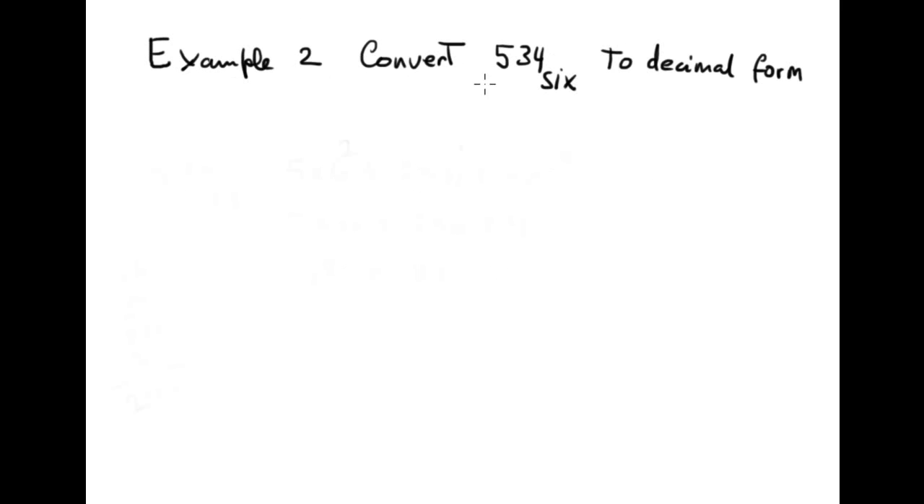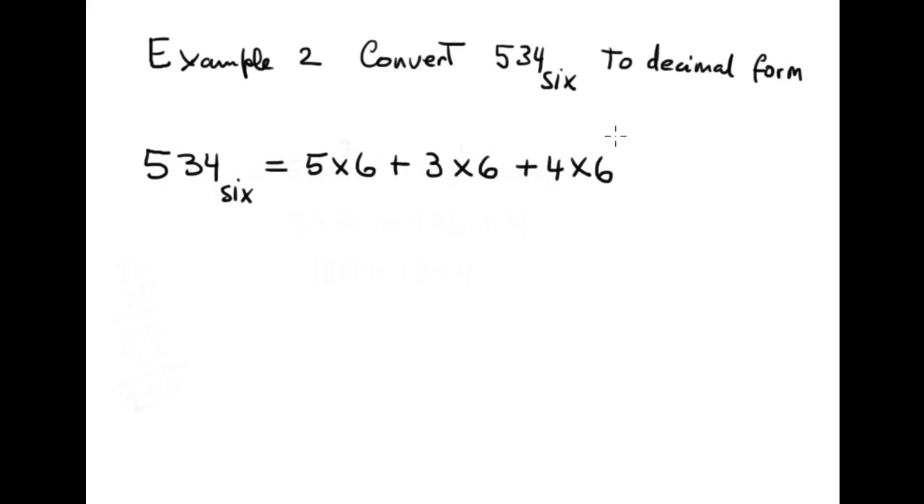Okay, example 2, convert 534 base 6 to decimal form. You expand 534 base 6 is equal 5 times 6 plus 3 times 6 plus 4 times 6, and the exponent is 0, 1, and 2. This is 5 times 36 plus 3 times 6 plus 4 times 1. It's just 4 because 6 to the 0 power is 1.